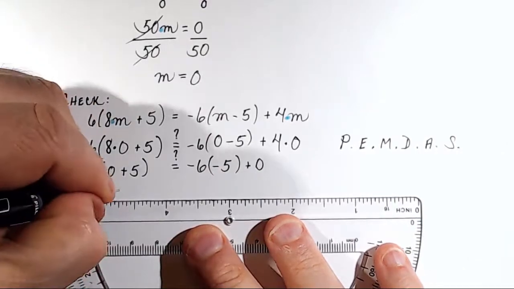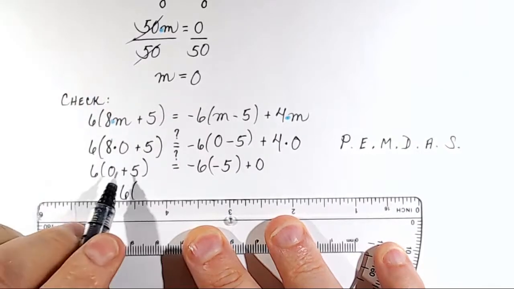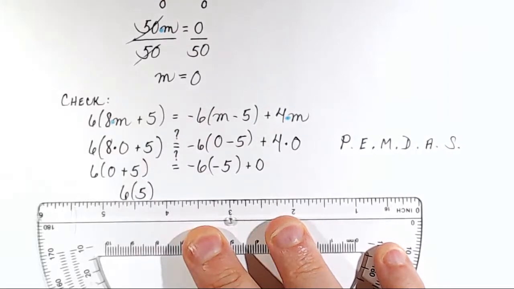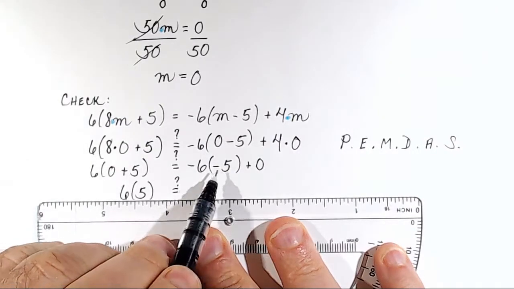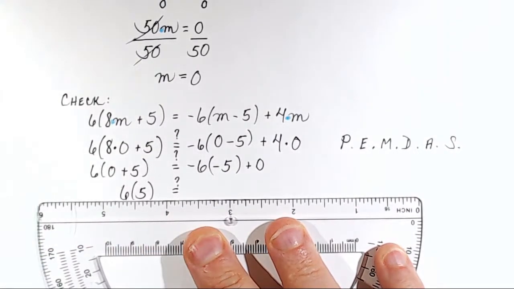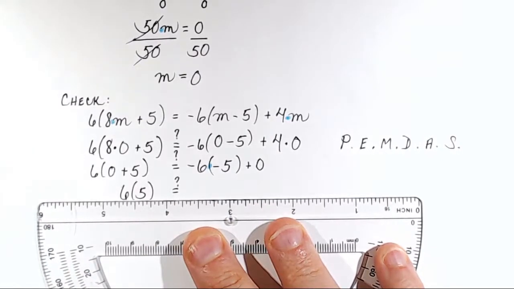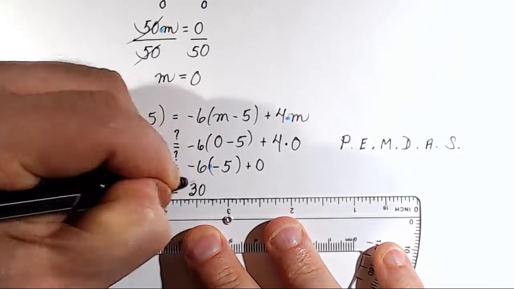On the left side, I have 6, open parentheses. 0 plus 5 is just 5. So I'll write a 5 and close parentheses, equals, question mark. And now I can perform this multiplication. Remember, there is an understood multiplication happening when you see a number next to a number in parentheses. So -6 times -5. A negative times a negative is a positive, and 6 times 5 is 30. So -6 times -5 is just positive 30.